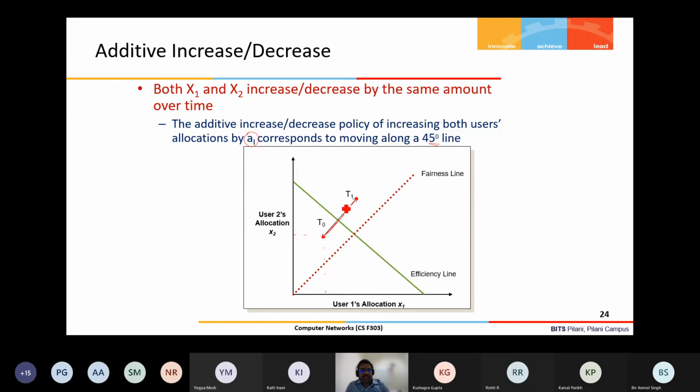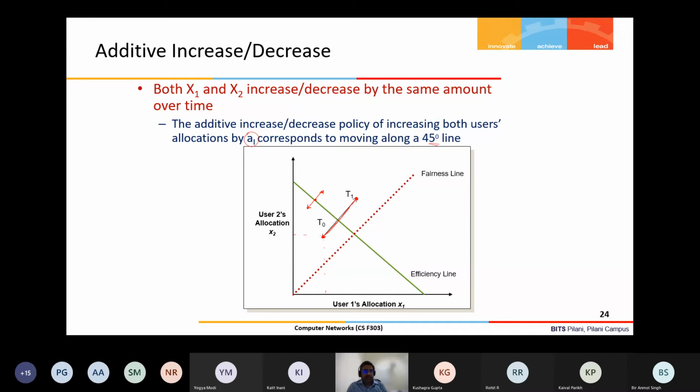So with AIAD, additive increase and additive decrease, you are basically oscillating along this line. By what amount you increase and decrease decides the length of the oscillation. If your amount is less, then the oscillations are small; otherwise, they will be long. It depends on how much you are decreasing and how much you are increasing. Ultimately, after oscillating several times, you should settle down somewhere on this line, and then the efficiency criterion is met.